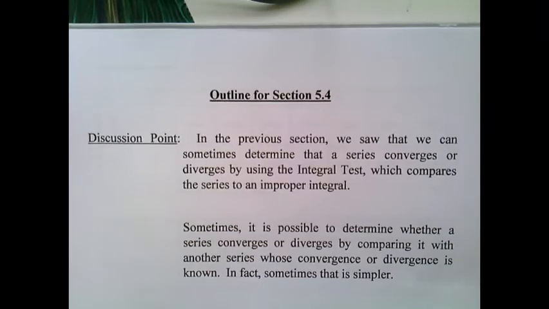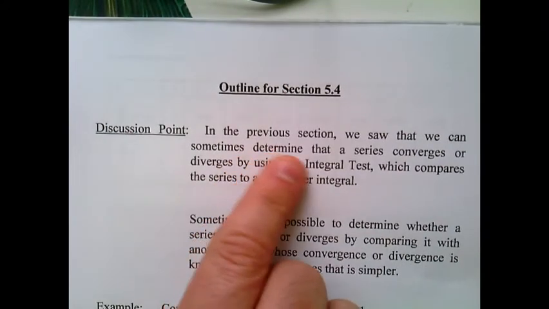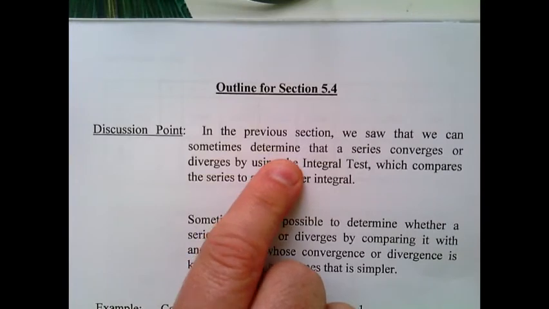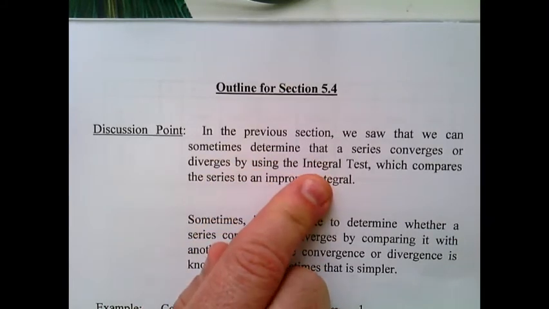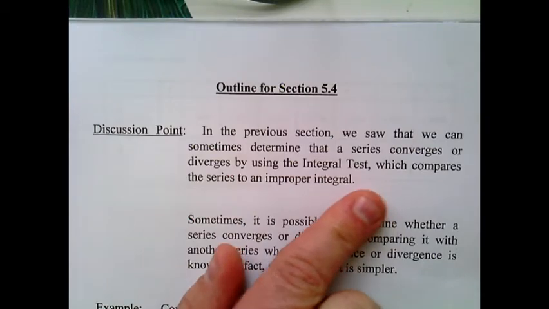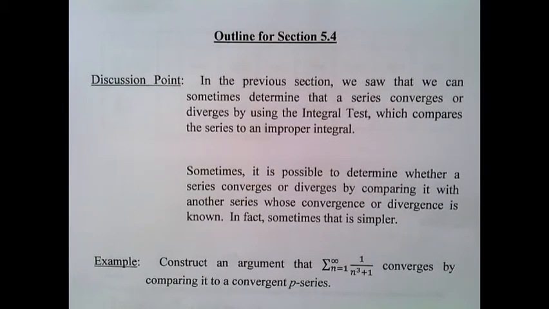Alright, so here's our outline for section 5.4. In the previous section, we saw that we can sometimes determine that a series converges or diverges by using the integral test, and the idea there is that we compare the series to an improper integral. Sometimes it's possible to determine whether a series converges or diverges by comparing it with another series whose convergence or divergence is known. In fact, sometimes that's simpler.